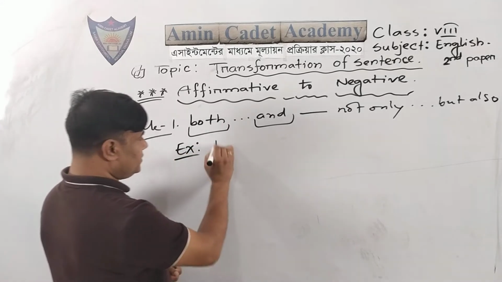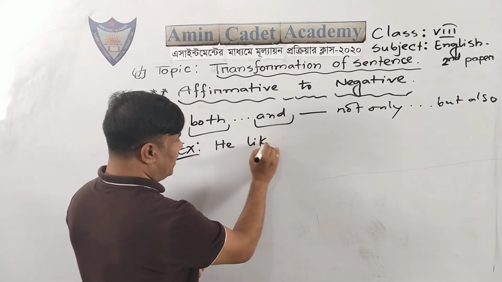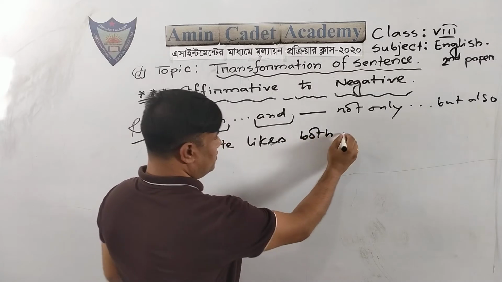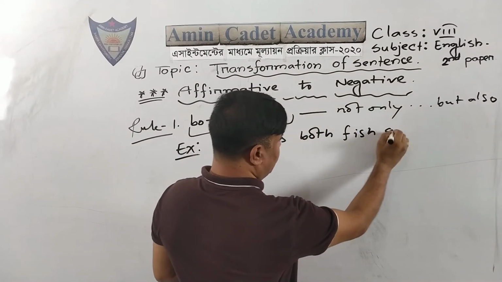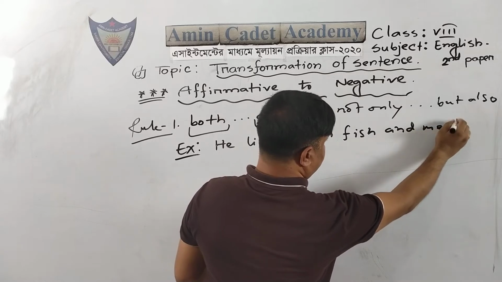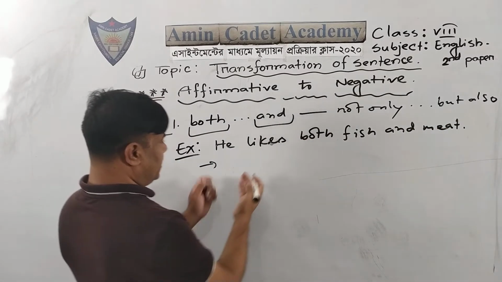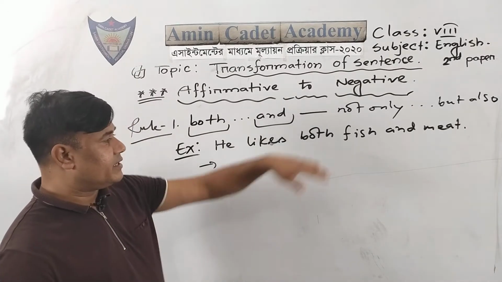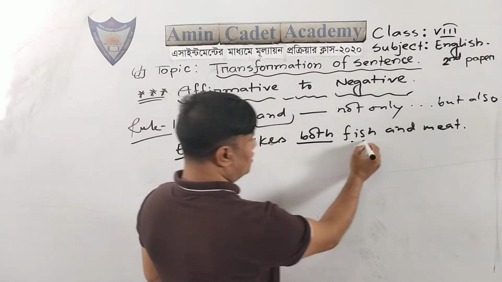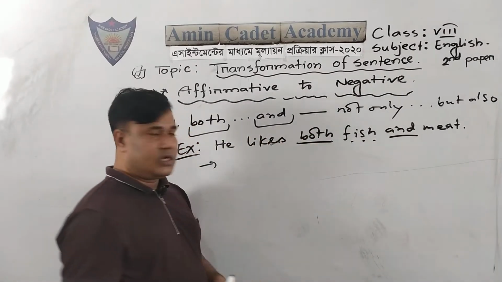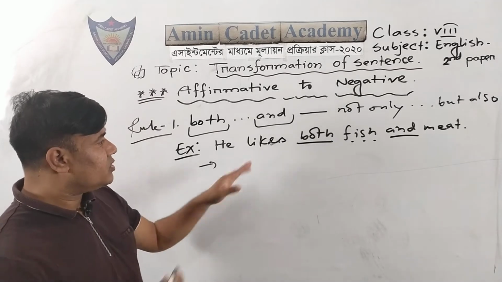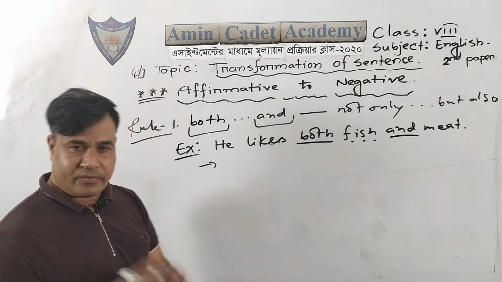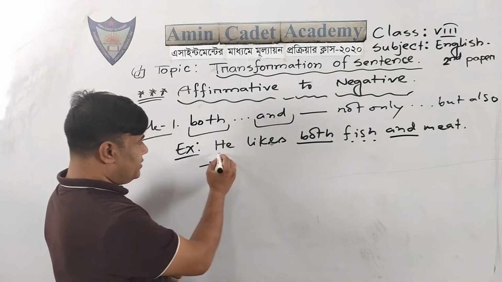Okay, now come to the point. Example: he likes both fish and meat. Here this is an affirmative sentence, and this sentence carries both ... and. So it is very easy for us to transform this sentence into a negative sentence, because here is a rule for you, isn't it? Right?